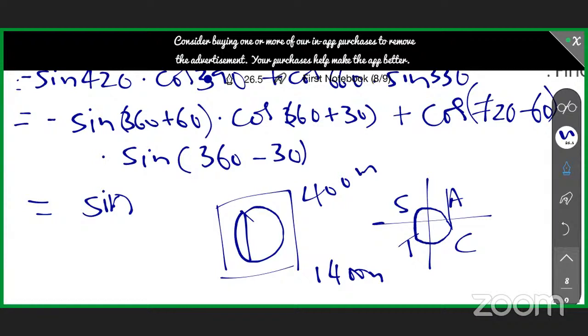So what happens in the first quadrant? All the trigonometric functions are positive. Therefore, I take sine as sine 60 with positive sign. Plus into minus will become minus. Did you understand this concept?